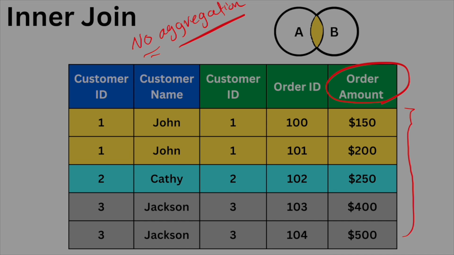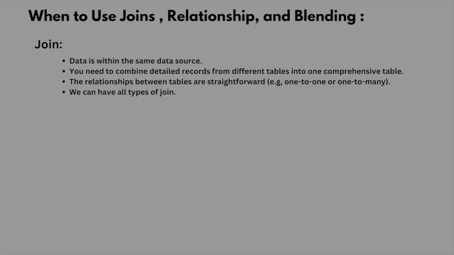So we really need to pay attention to the difference between joins, blending and relationships, and that's how we can really understand when to use what approach in the future. So I want to quickly summarize and explain when we need to use join, when we need to use relationship, and blending. We use join when we have the same data source, and you need to combine detailed records from different tables into one comprehensive table, right? You want to combine 2 different tables into a single table. That's when you actually use join.